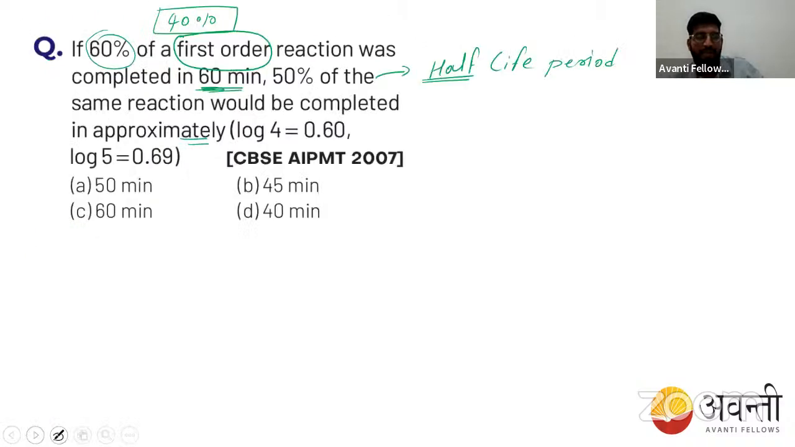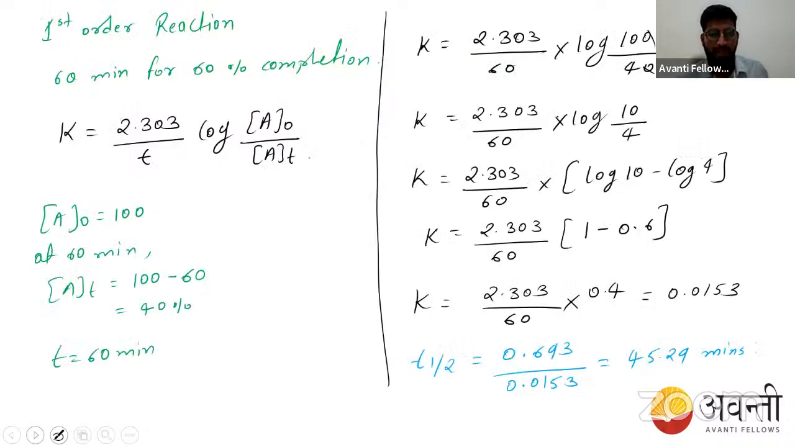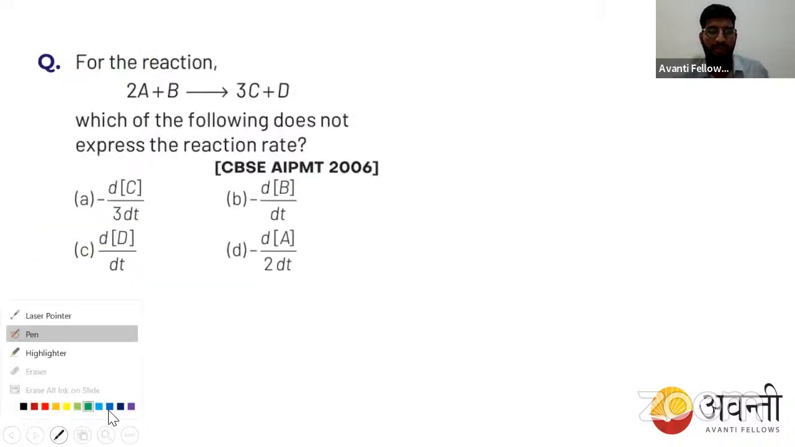So what is the final answer then? The nearest answer is 45 minutes. So option B is the correct one, 45.29. So moving forward to the next question. The next question is CBSE AIPMT 2006.